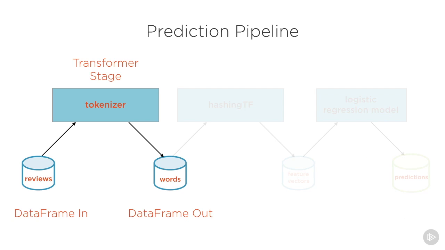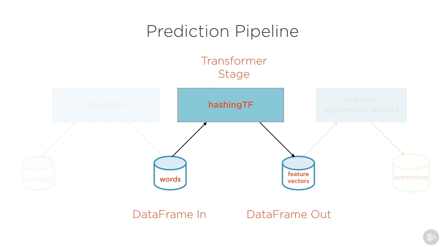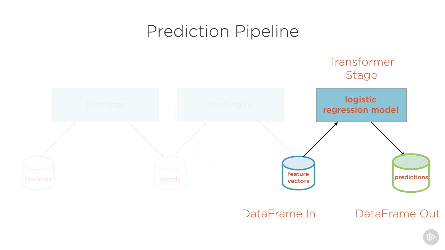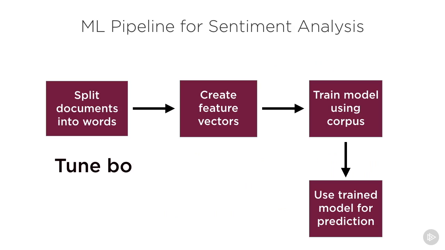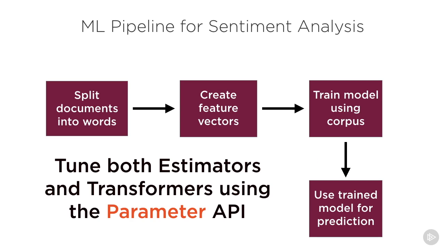In this prediction pipeline, all of these three stages are transformer stages. Reviews are transformed to words, words are transformed to feature vectors, and feature vectors are transformed to a data frame which holds the sentiment predictions. You can tune the estimators and transformers that are used in the training pipeline as well as in the prediction pipeline using the same unified parameter API. This is hyperparameter tuning.